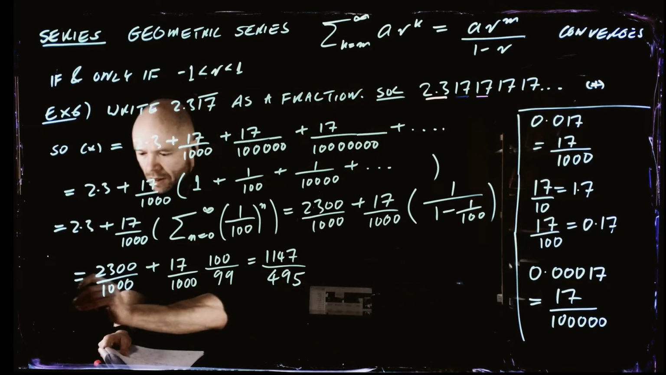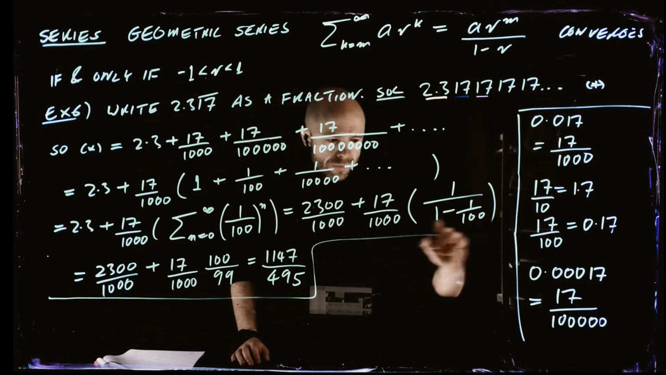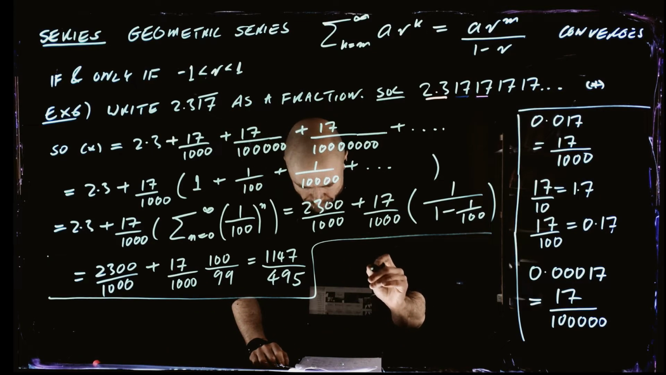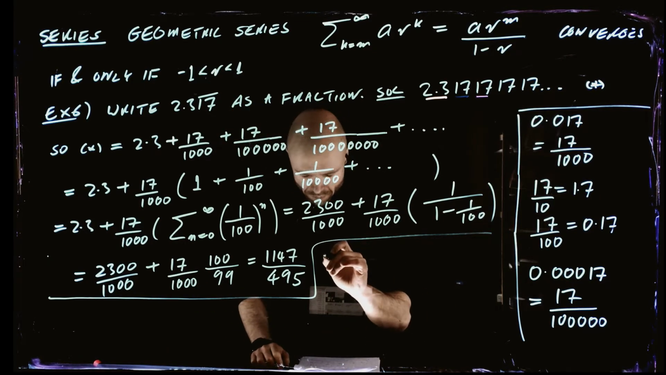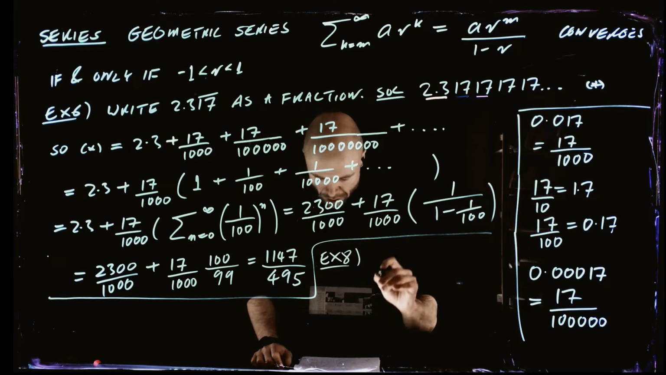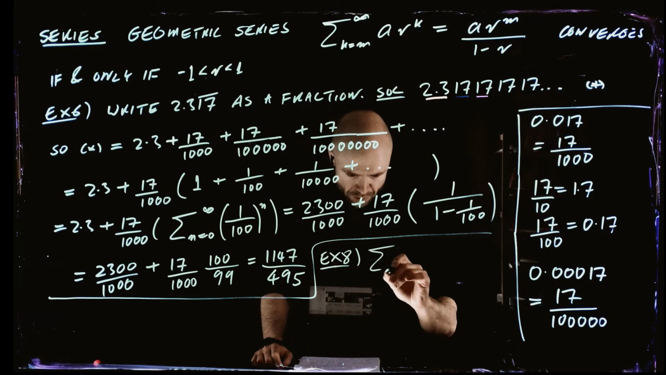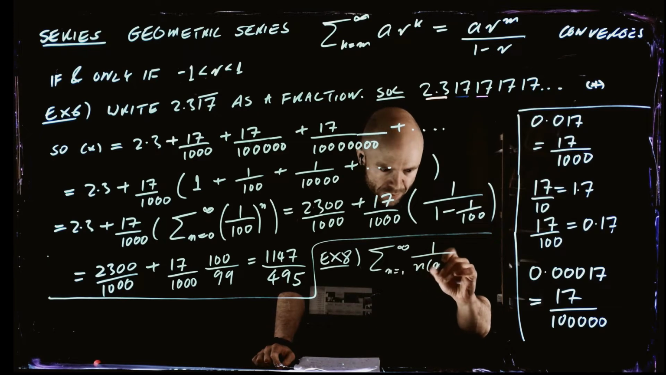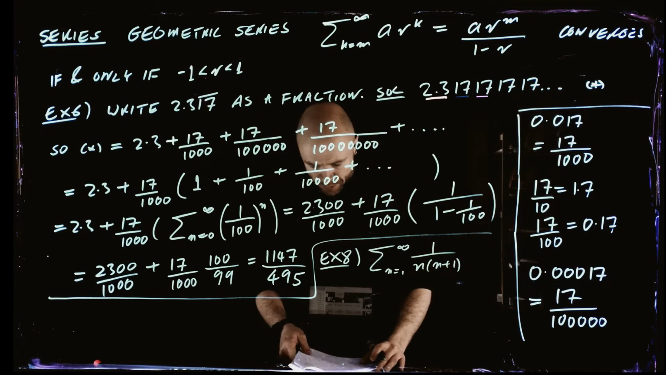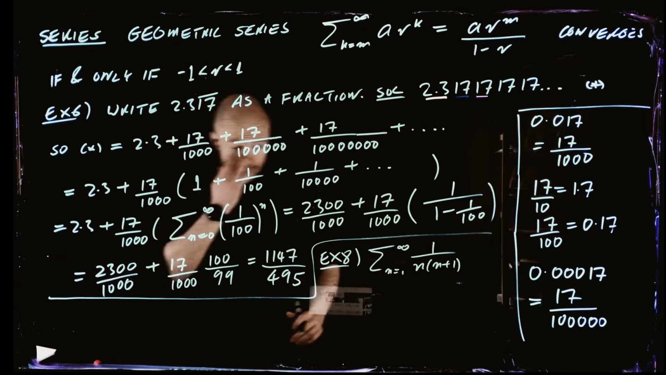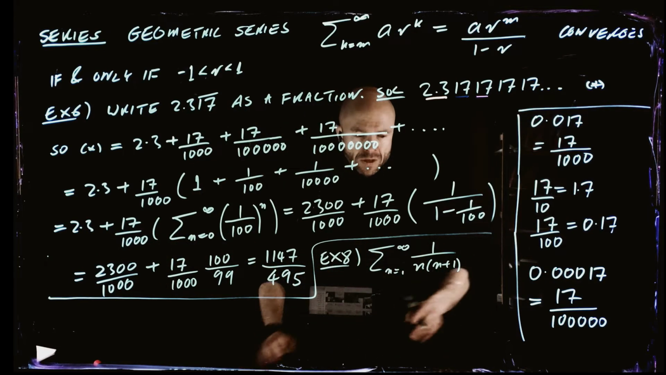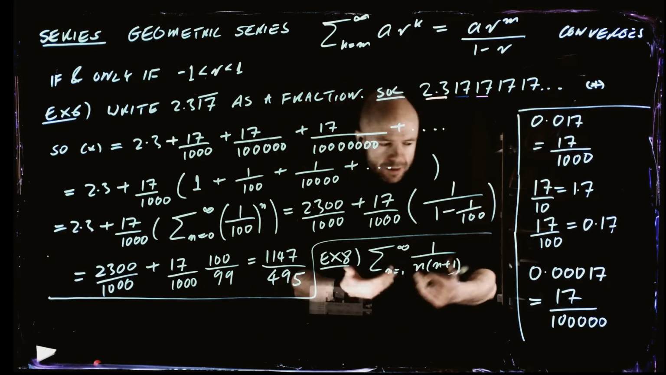Let's discuss the following guy. This is a very different series. This is example 8. Consider this. The sum n equals 1 to infinity, 1 over n plus 1. Okay, so this thing isn't actually a geometric series. Okay, indeed, it's nothing like a geometric series.